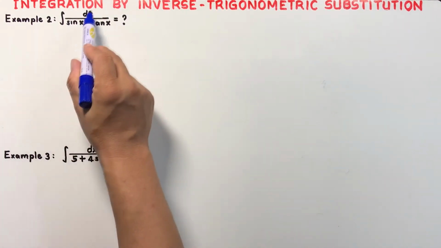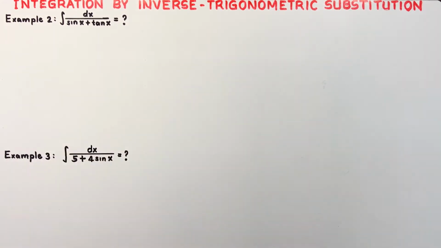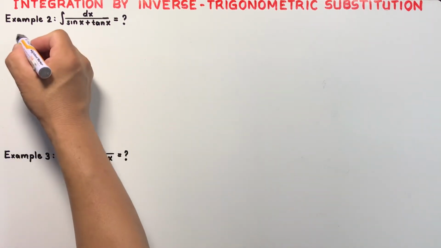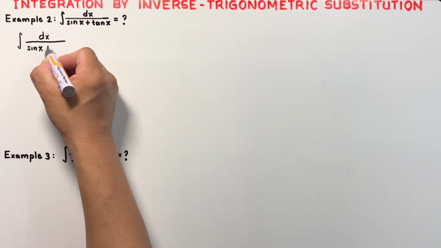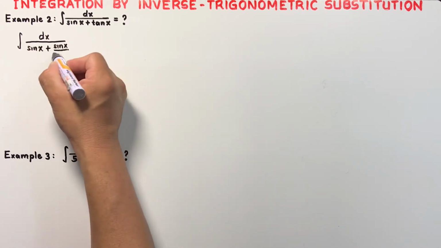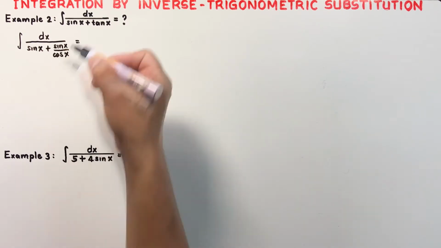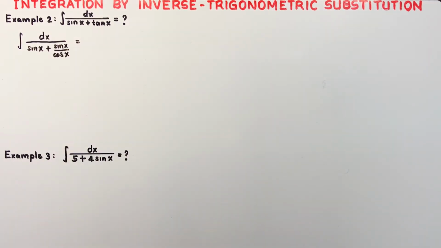Now let's proceed to our example number 2. What is the integral of dx over the sum of sine x and tangent x? Now, we notice that this is a rational function involving sine x and tangent x, but actually we can rewrite tangent x there in terms of sine x and cosine x. So we have the integral of dx over sine x plus sine x divided by cosine x there. So therefore, this is a rational function that involves sine x and cosine x.